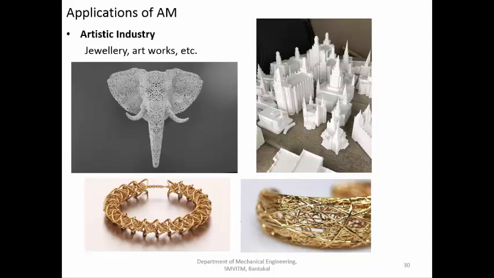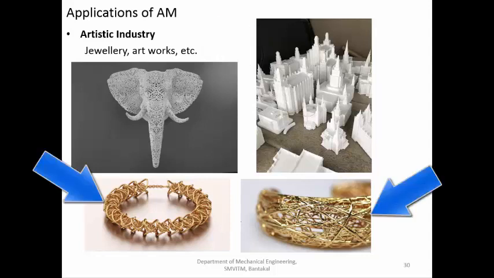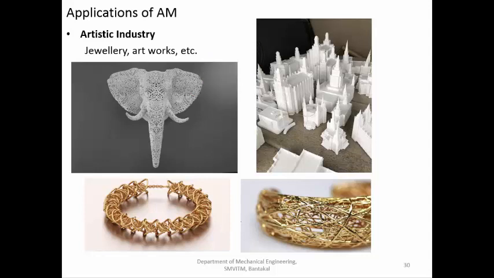You can create metallic components. You can create plastic components. You can see here an entire city manufactured by using the additive manufacturing process. These are two jewelry items, and this is some simple artistic piece. Now, if you want to create it by conventional methods, it is going to take a lot of time. But by using additive manufacturing process, it will only take a very little amount of time to produce these components.